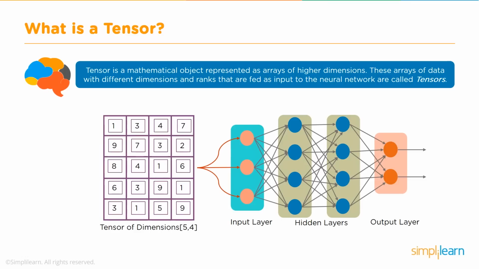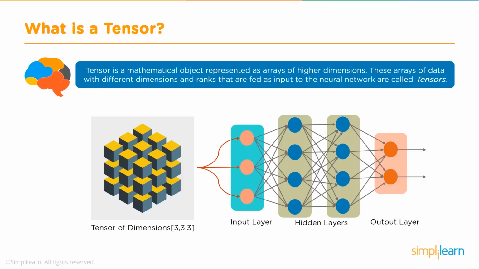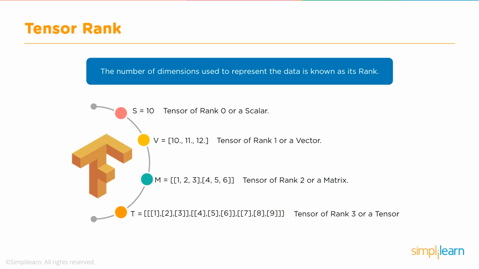So this is, for example, a tensor of 5 by 4 dimension, and this is a 3 by 3 by 3 dimension. The previous one was a 2-dimensional tensor. This is a 3-dimensional tensor, and there can be more dimensions as well.